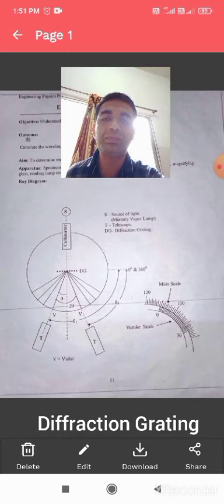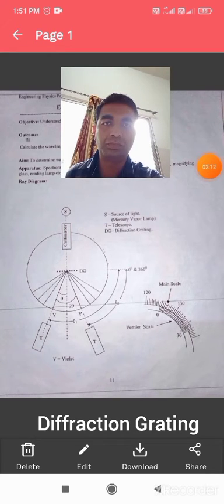Okay. Now we have to find which colors are observable. For that we have to place the diffraction grating on the prism table. If you want to calculate the angle of diffraction for violet color, we have to coincide the telescope on the violet band, and then we have to measure the reading for the violet color.